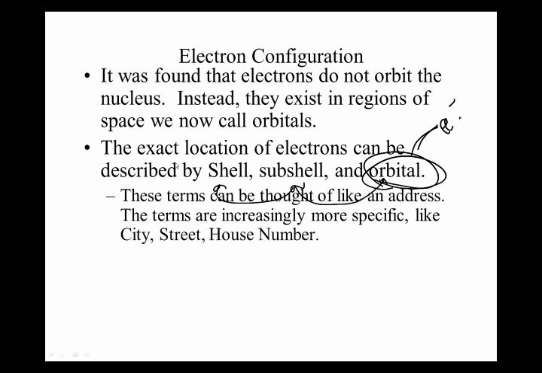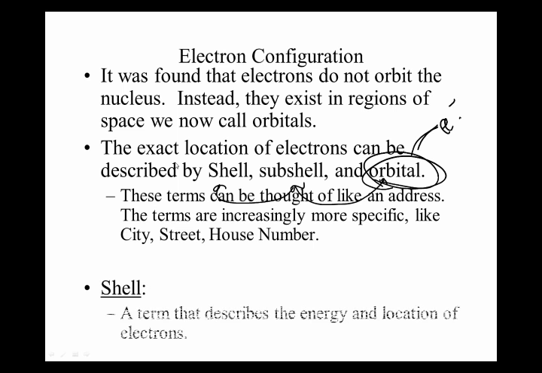I'm going to start from the most general and get to the most specific. Now there's going to be a lot of jargon, but just realize what we're doing is we're trying to categorize the orbitals, because there's lots of them, in a way that makes more sense. So the broadest category is shell. Now, in broad terms, the term shell describes the energy and location of the electrons.